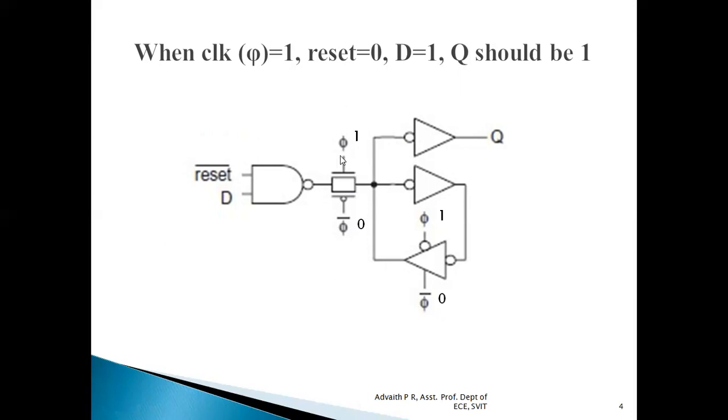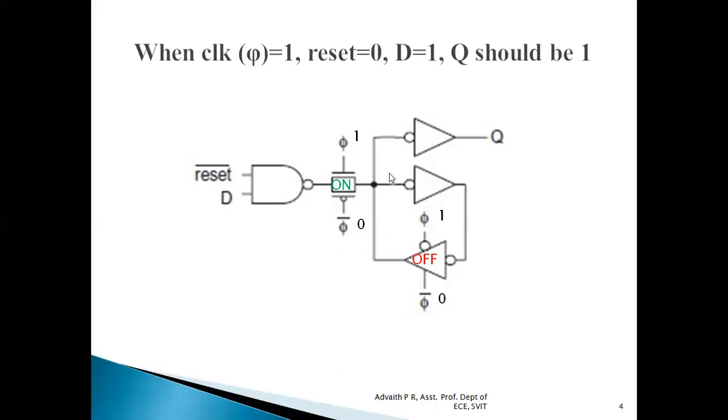When clock is 1 and clock bar is 0, this transmission gate is turned on. So when the transmission gate is turned on, there is a connection established from this end of the transmission gate to this end. It acts as a closed switch. Whereas when clock is high and clock bar is low, this tri-state buffer will be off. So it acts as an open switch. There is no connection from this end to this end of this tri-state buffer.